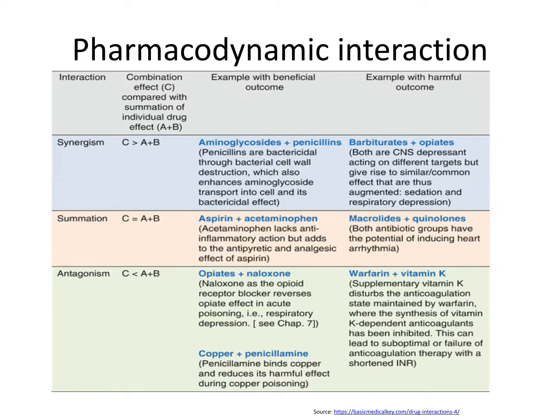Another example is copper and penicillamine. Penicillamine binds copper, and that is why when there is copper poisoning or an excess amount of copper, you can administer penicillamine to reduce the harmful effects of the copper. So this is one of the beneficial outcomes. There is another example of a detrimental effect, when you administer warfarin and vitamin K simultaneously.